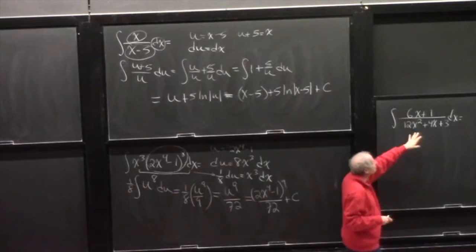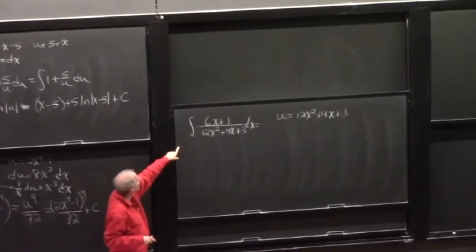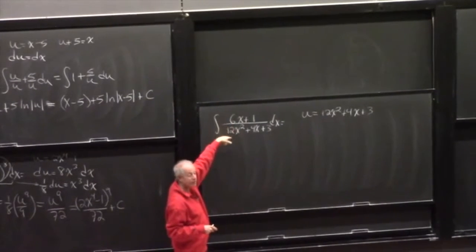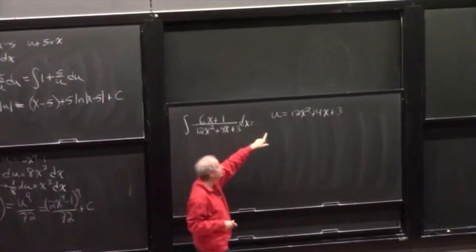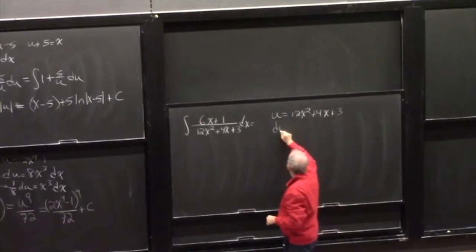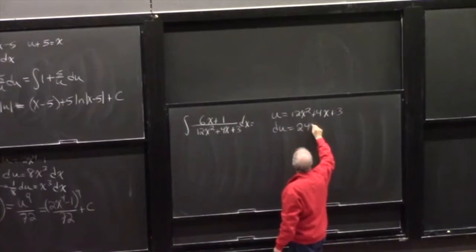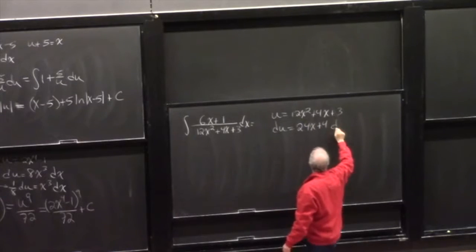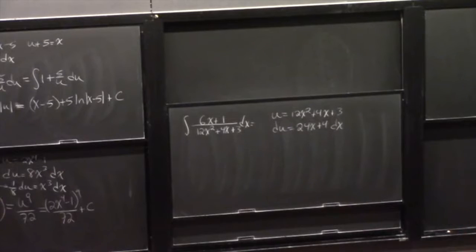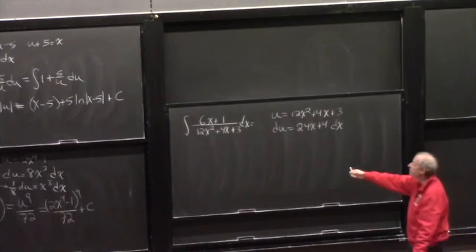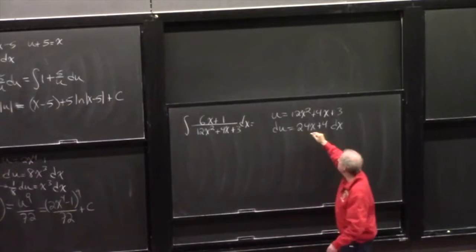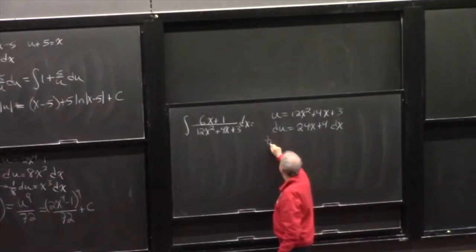So again, this is a relatively straightforward one. I look and I have a higher power of x in the bottom than on top. It's 1 power difference, so I know which one to make the derivative and which one to make u. So u is 12x squared plus 4x plus 3, and du is 24x plus 4 dx. Now I look in the integrand, and I see this will be u, that's not a problem. And this is 6x plus 1 dx, so to turn this into 6x plus 1, just divide by 4.